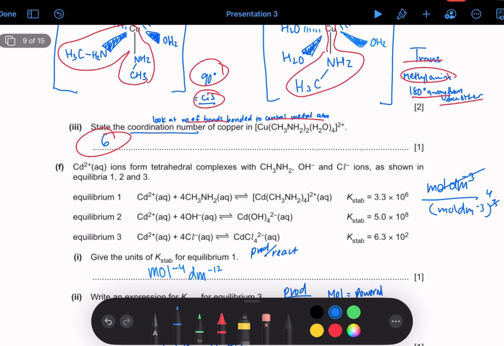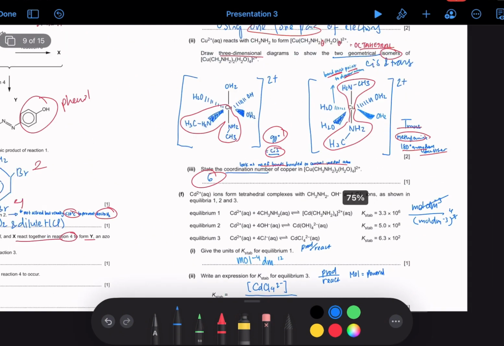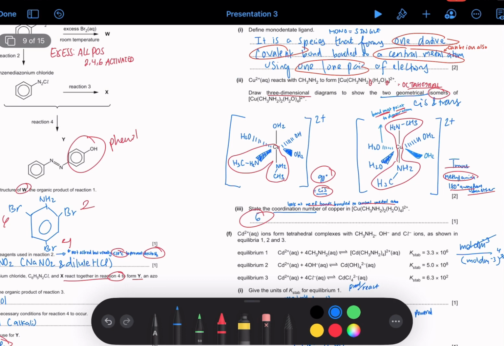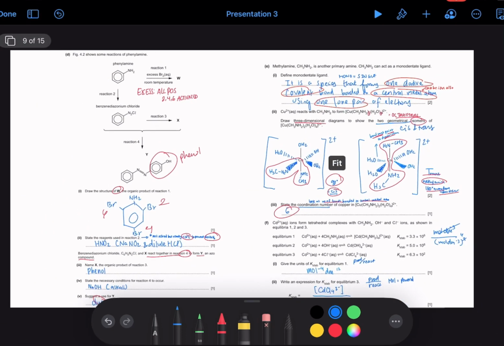This one is not negative. Okay, that would be the value, the K stability value.